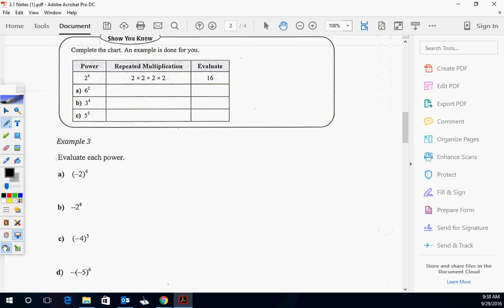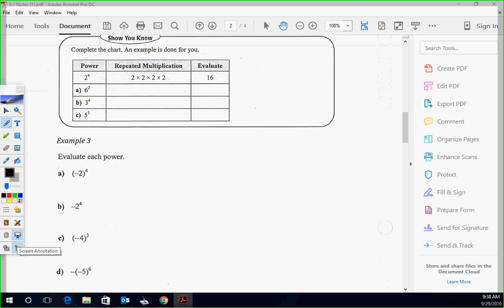All right, keep on going here. Complete the chart. So we have 2 to the 4th: 2 times 2 times 2 times 2 is 16. 6 squared, repeated multiplication is 6 times 6, 36, no problem. Okay, Jade, how would you write 3 to the 4th?